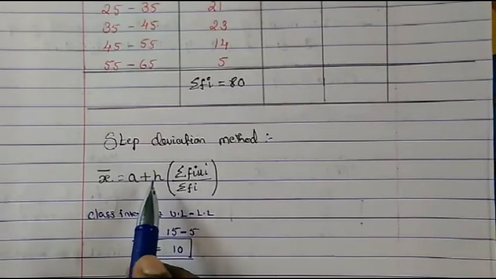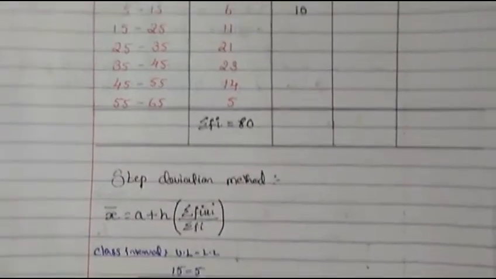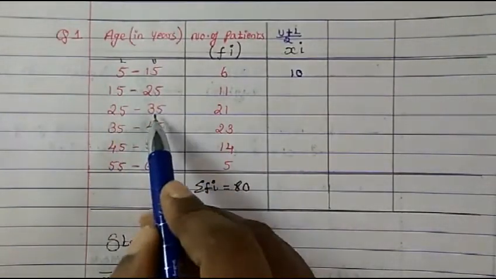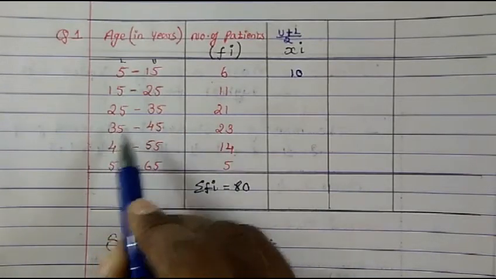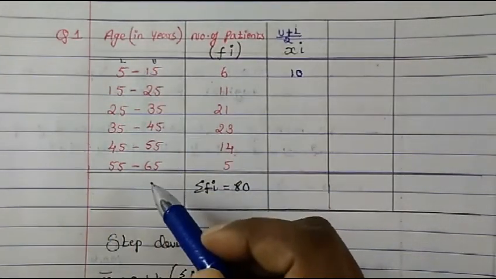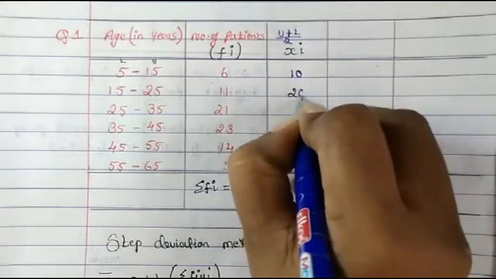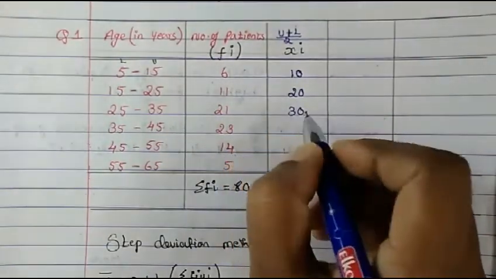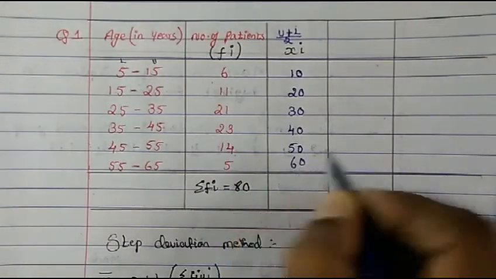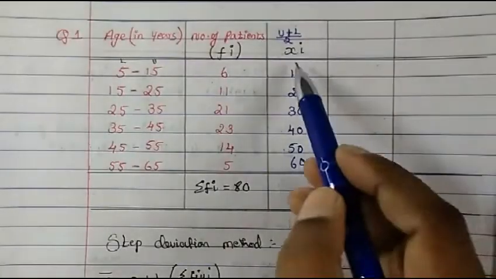So we found out h is actually the class interval. Let us check whether it is the same everywhere. 25 minus 15, 10. 35 minus 25, 10. 45 minus 35, 10. 55 minus 45, 10. 65 minus 55, 10. So everywhere class interval is the same, that is 10. So let's go on adding. With this 10 you add, we'll get 20. Add 10, 30. Then 40, then 50, and 60. So the shortcut way, once you know class interval is the same, is to just go on adding. So we got the xi.